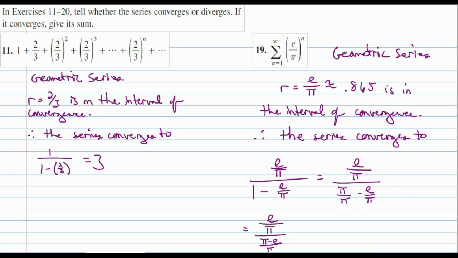So I have e over pi over pi minus e over pi. And then instead of dividing two fractions, if I multiply by the reciprocal, the two pi's would cancel out and I get e over pi minus e, which you could probably figure out what that value is with your calculator. So if I added up all of these terms infinitely long, starting out with n equals 1, the sum would approach e over pi minus e.